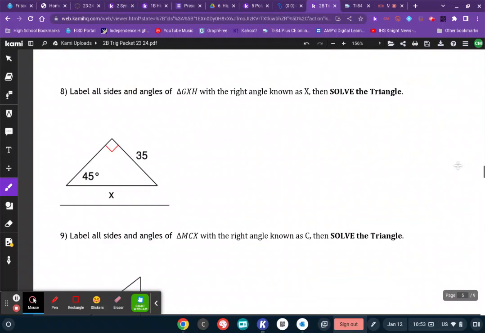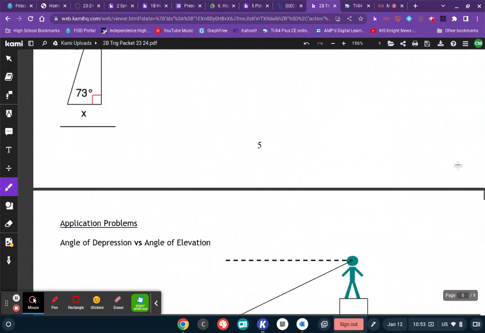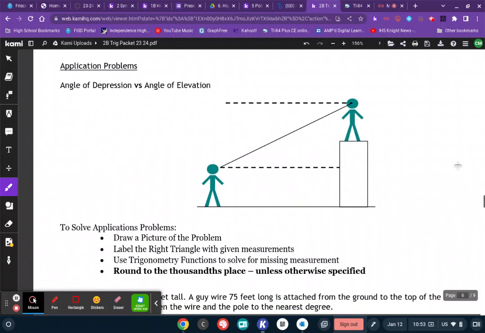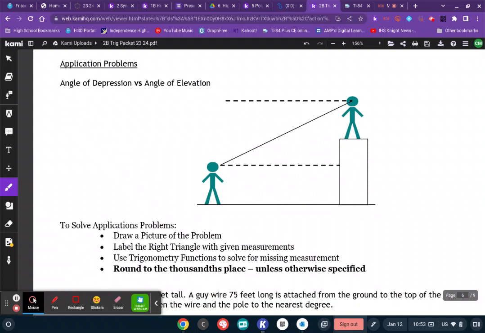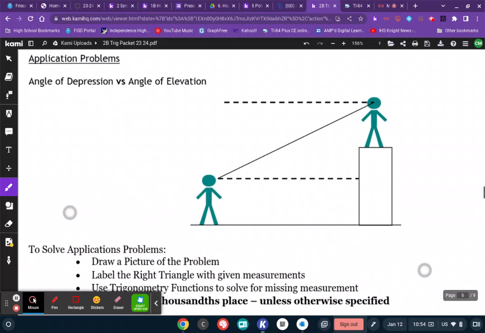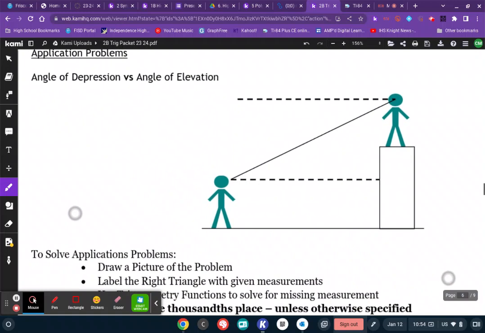Today, our lesson is on application problems. And so an application problem is a word problem. I'm not always going to have to find every missing piece of information. Most likely in the word problem, you're just going to be finding one. So you don't have to find everything. You just need enough information to find whatever the problem's asking you for. So in order to do the word problems, we need to discuss one thing first, and that would be angles of depression and angles of elevation.